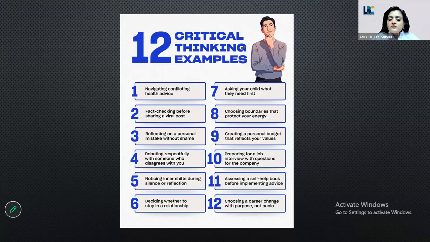So notice inner shifts during silence and reflection, deciding whether to stay in a relationship, or asking your child what they need first, choosing the boundaries that protect your energy, creating a personal budget that reflects your values, very important for students, preparing for a job interview with questions for the company, assessing a self-help book before implementing the advice, choosing a career change with purpose, but not panic.